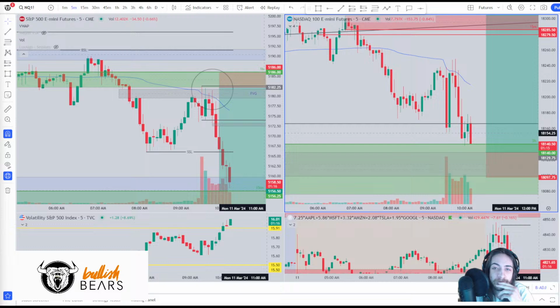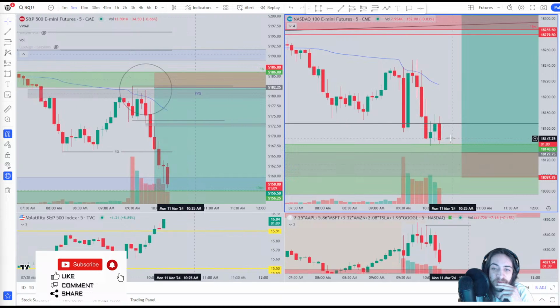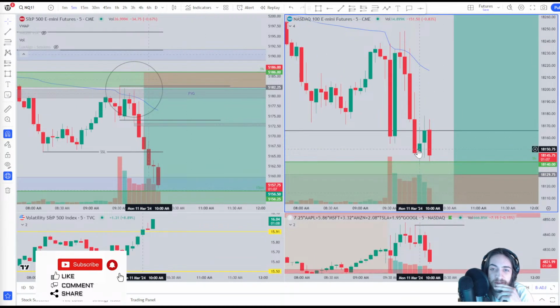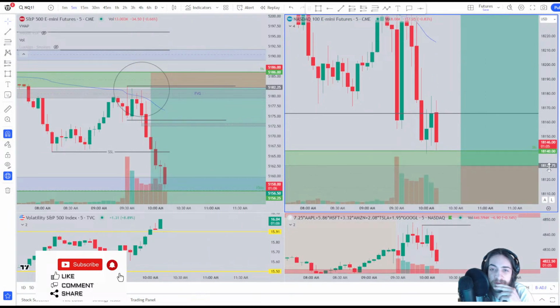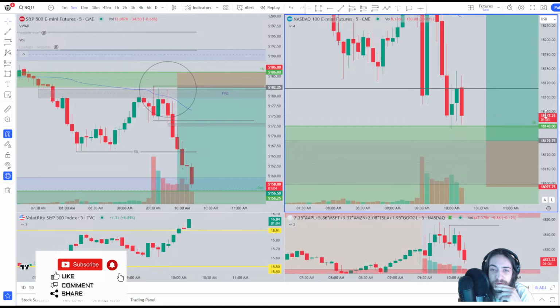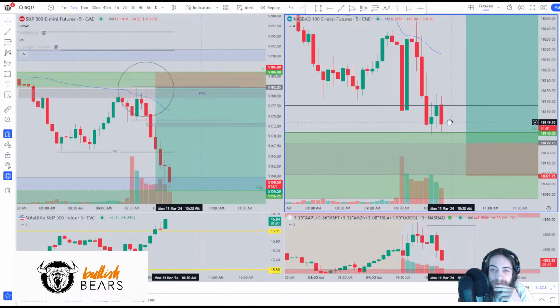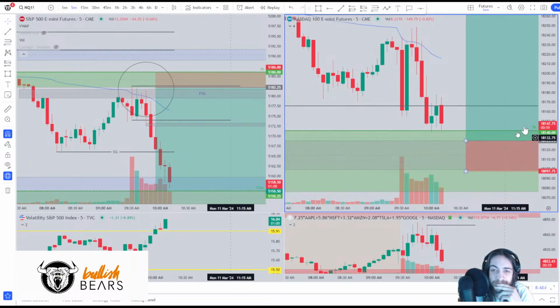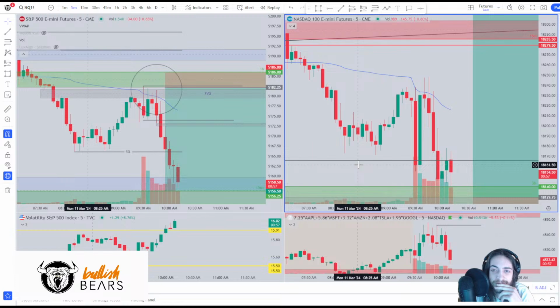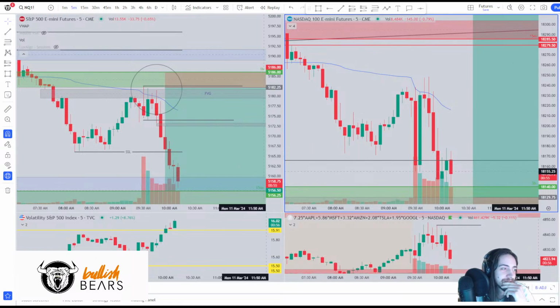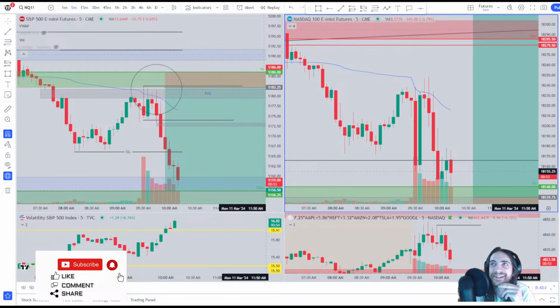There we go. One more drop. Don't wick off of demand like that. Don't do that. Yeah, Apple fighting that buying pressure again. Hate to see it. Same with Nvidia.